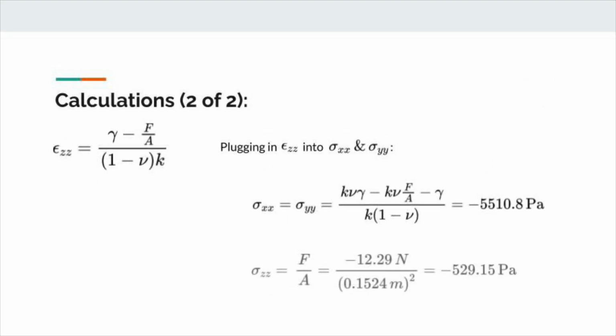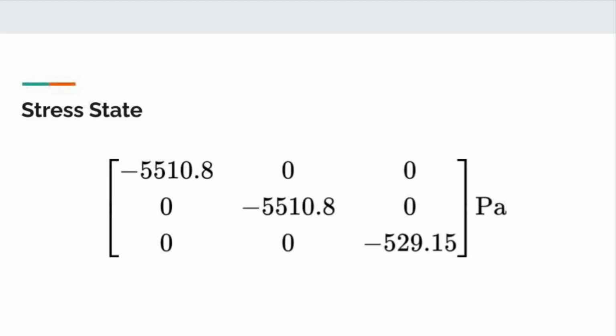Plugging in the epsilon ZZ values obtained from the last slide into sigma XX, YY, and ZZ, we get numerical values for sigma XX, YY, and ZZ as shown. Thus, the stress matrix is as shown below. We can see each component is negative, and thus each component is in compression.